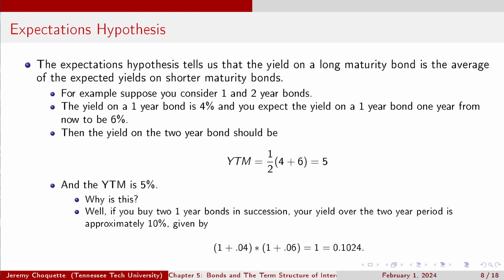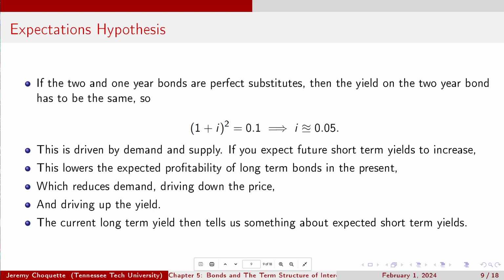Now, why is that? Well, if you buy 2 1-year bonds in succession, your yield over that 2-year period is approximately 10%, given by 1 plus 0.04 times 1 plus 0.06. So you're just adding the yields to 1 for each of these, multiplying them together, and you get 1.1024. That was an oopsie on my part here. So if the 2 and 1-year bonds are perfect substitutes, the yield on the 2-year bond has to be the same. And it's driven really by demand and supply.